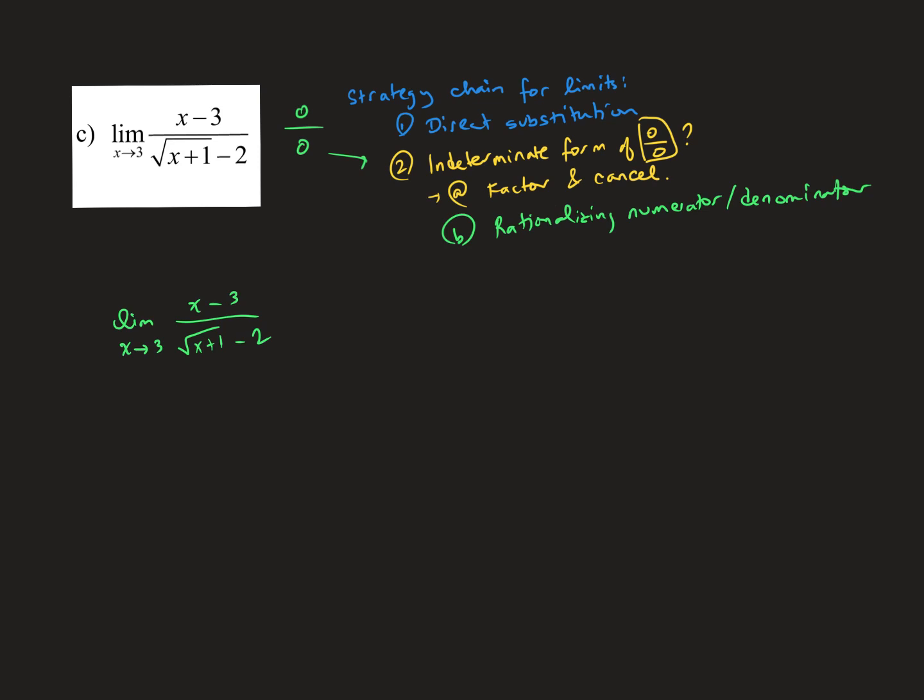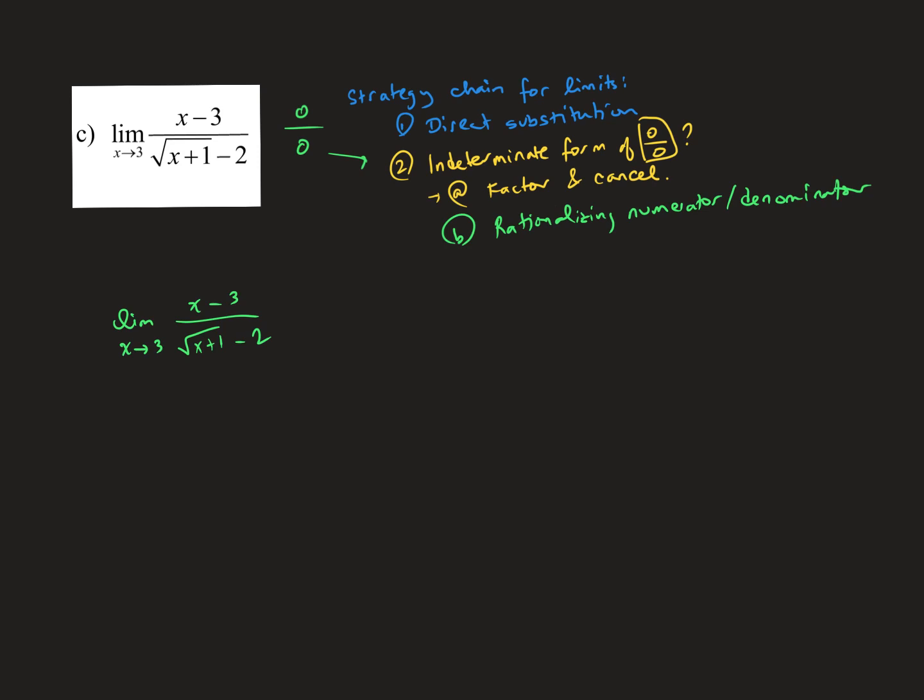Our strategy we learned in the last video was factoring and canceling, but that works when you have polynomials on top and bottom. Here I have a radical on the bottom of my fraction. So whenever you have a radical on the bottom of your fraction and you get 0 over 0, the strategy is going to be to rationalize the numerator and denominator. Now, rationalizing means multiplying something by the conjugate to get rid of the square root in a certain location.